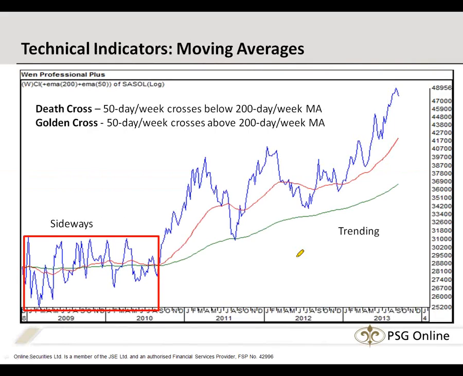I like to use a 50-day and a 200-day moving average. So obviously, at this point in time, we're looking at a weekly chart of Sasol.